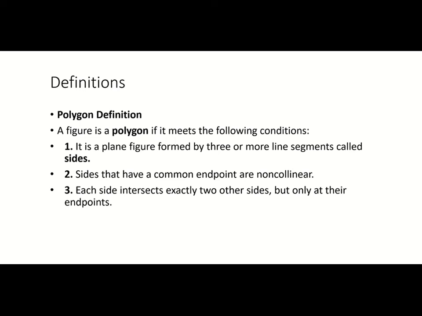All right, so we've mentioned polygons before and talked about them, but we're going to go back and just define them again. In order for a figure to be a polygon, remember, it has to be in a single plane, and has to be formed by three or more line segments that are called sides. The sides that have a common endpoint are non-collinear, so they can't be in the same line. And each side intersects exactly two other sides, but only at their endpoints.